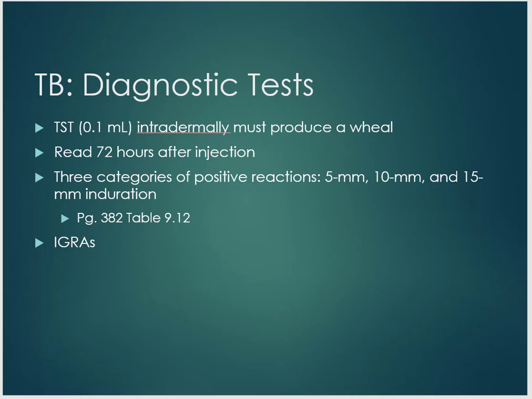So diagnostic tests would include your tuberculin skin test, and this is where you inject 0.1 milliliters intradermally to produce that wheal, and it's read anywhere from 48 to 72 hours after the injection occurs. When you go to interpret the skin test, what you're looking for is the diameter of induration, and it's typically divided into 3 categories: less than 5 millimeters, less than 10 millimeters, and less than 15 millimeters induration. And based on the table, it will just tell you more about that.